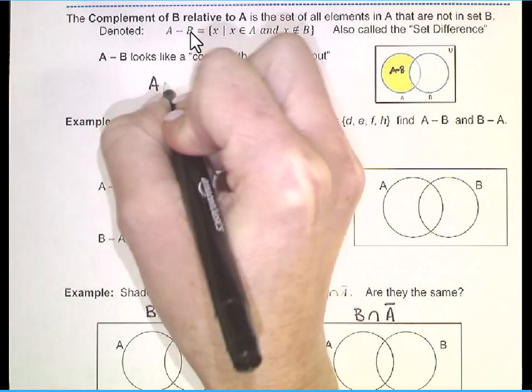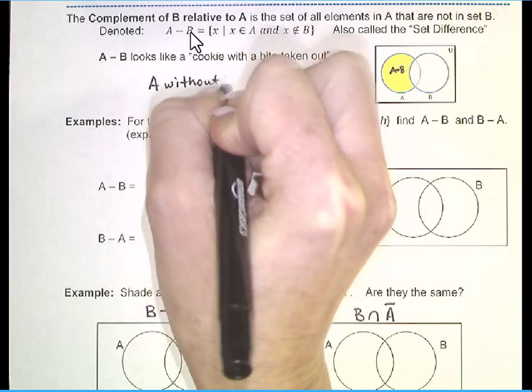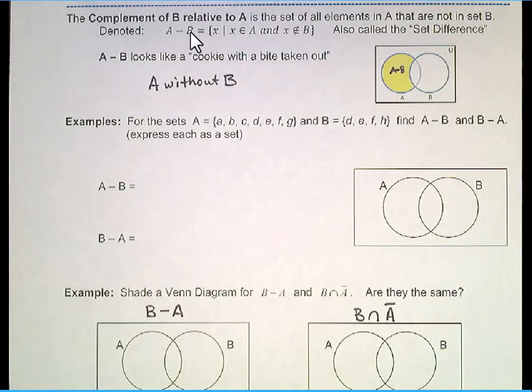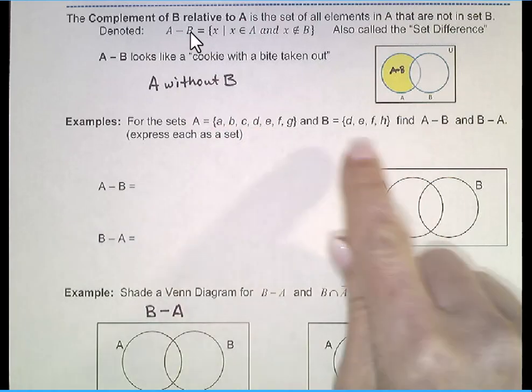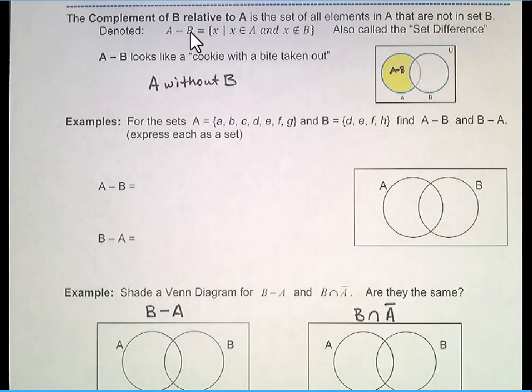So I say A without B is another good way to think of that. But that's the shape. Where the intersection is a football, and the union is both circles, this complement is a cookie with a bite taken out of it. So let's do an example where we arrange some letters on the Venn diagram. Set A has the letters A, B, C, D, E, F, G. And set B has the letters D, E, F, and H. And they want us to find A minus B, the complement of B relative to A, and then the complement of A relative to B. So we're going in both directions.